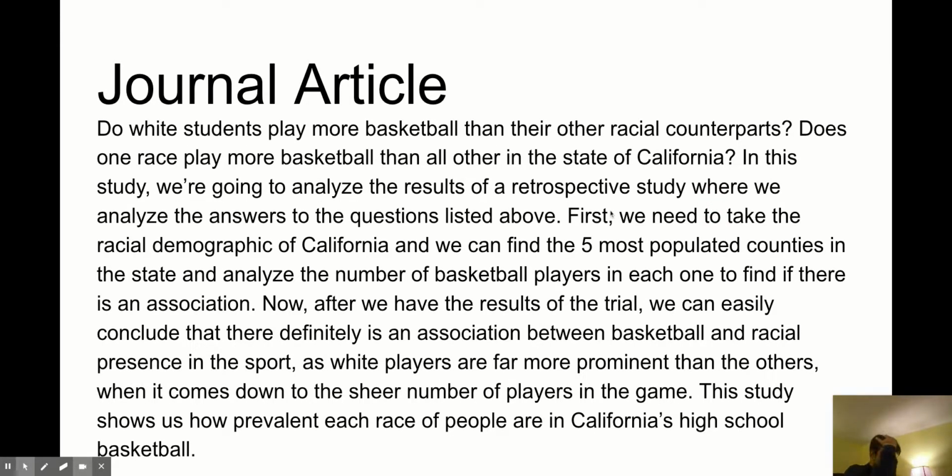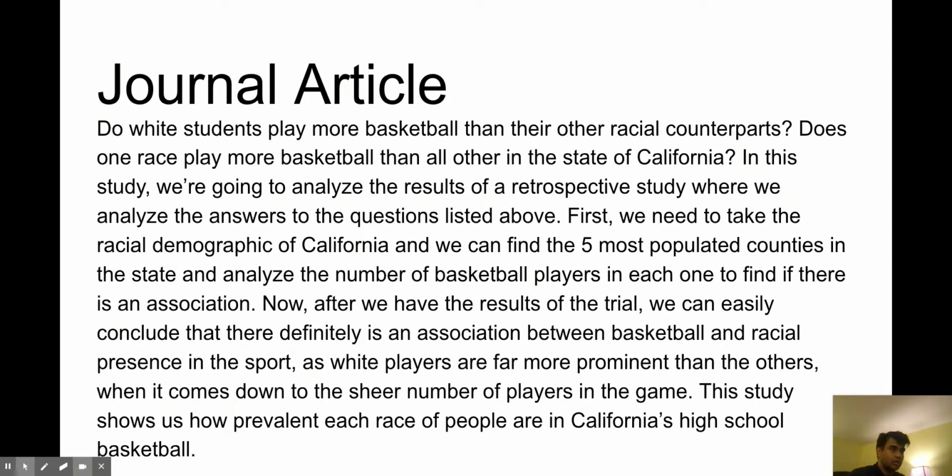So here's a journal article I wrote, and it's basically saying, do white students play more basketball than their other racial counterparts? Does one race play more basketball than all others in the state of California? In this study, we're going to analyze the results of a retrospective study where we analyze the answers to the questions listed above. First, we need to take the racial demographic of California, and we can find the 5 most populated counties in the state and analyze the number of basketball players in each one to find if there is an association.